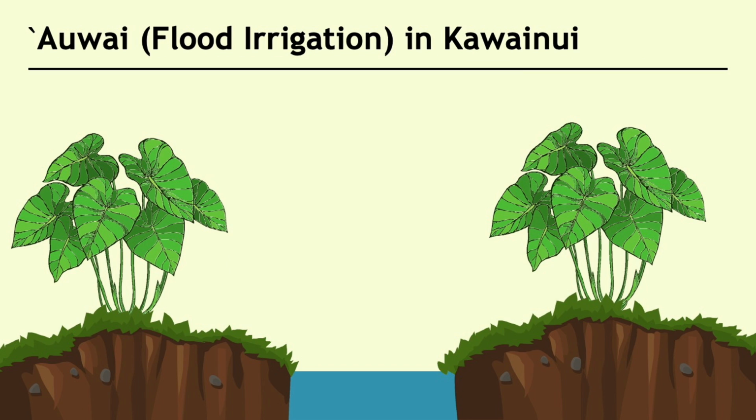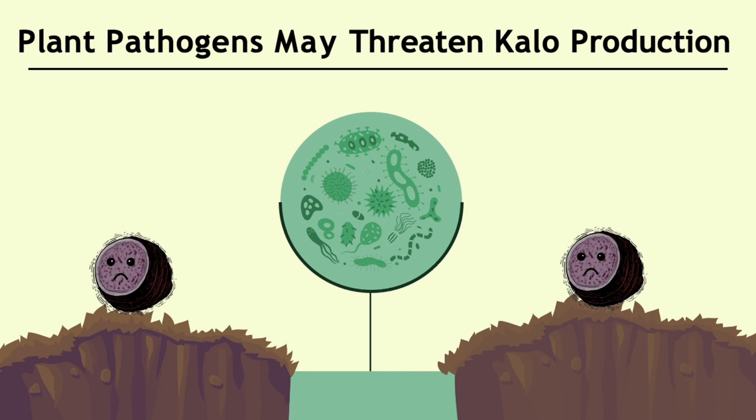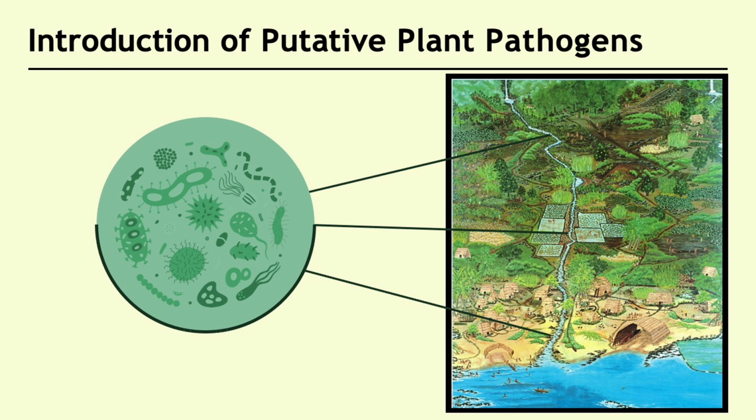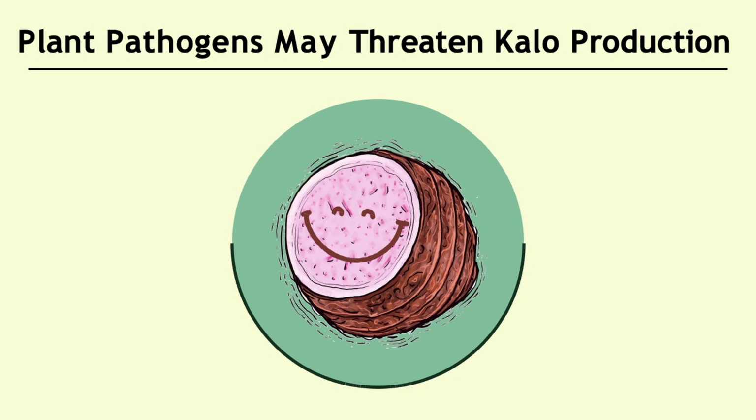And here in Kawainui, they use an ʻaoi system, otherwise known as flood irrigation. And plant pathogens may be introduced upstream, and they result in rotten kalo and lo'i that are unable to be used for agriculture. And it's important to understand where these pathogens are present and how they are introduced, so that we may prevent them from infecting the lo'i and reach our goal to produce happy kalo.